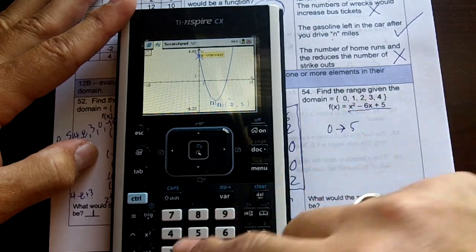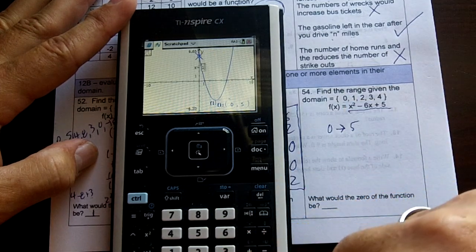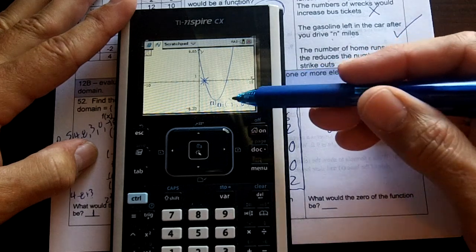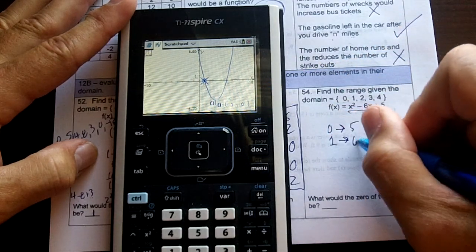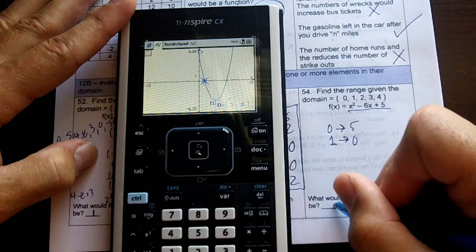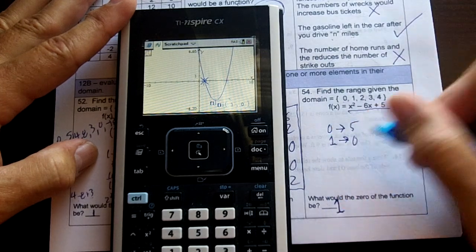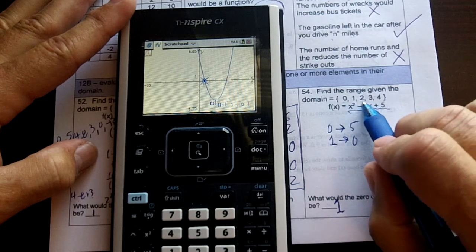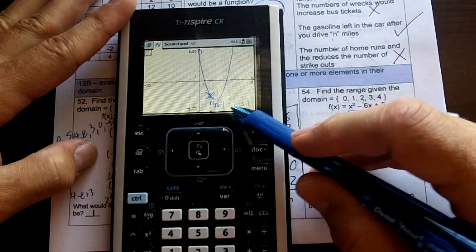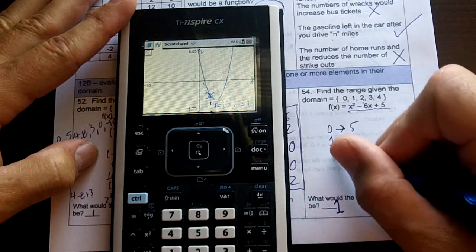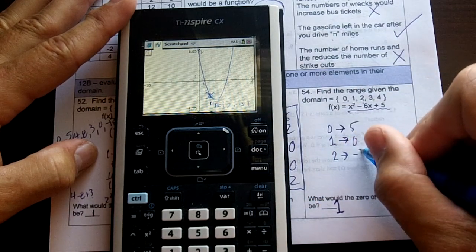Now then, I need the 1. All you got to do is type in 1 and hit enter. Then look right here. If I put 1 in, I get 0 as my answer. So 1 is going to give me 0. 1 is going to be a root because it gives me an answer of 0. Now then, I'm going to plug in 2. So hit 2 and enter. And 2 gives me an answer of -3.